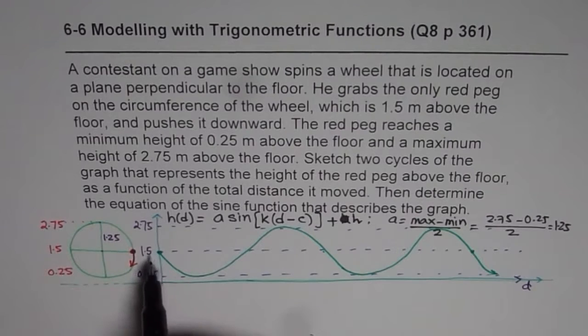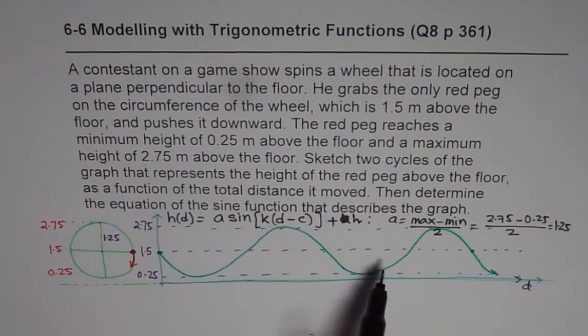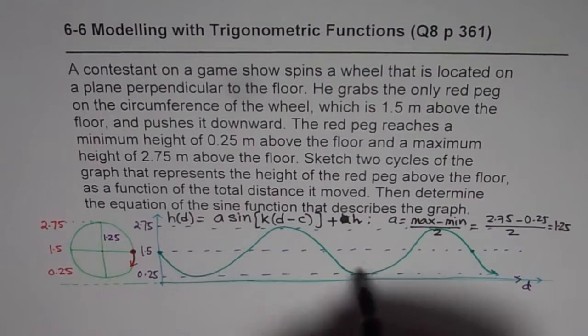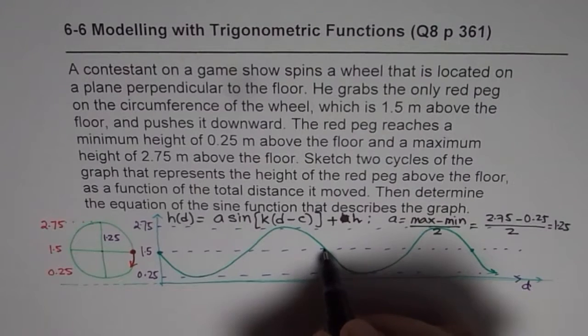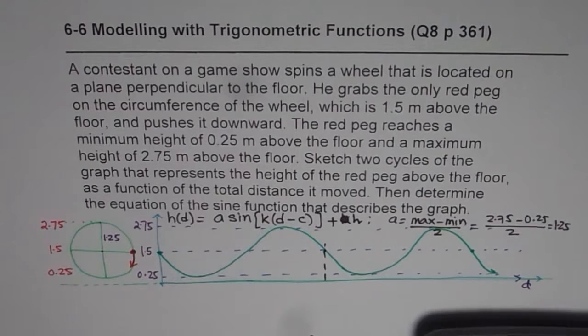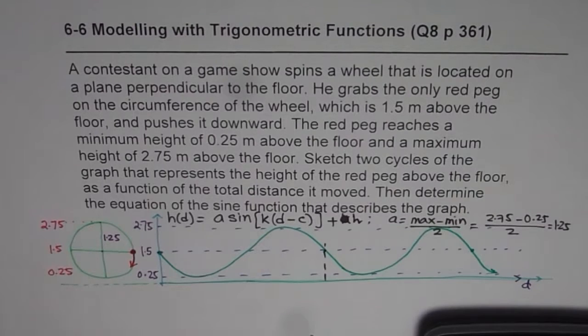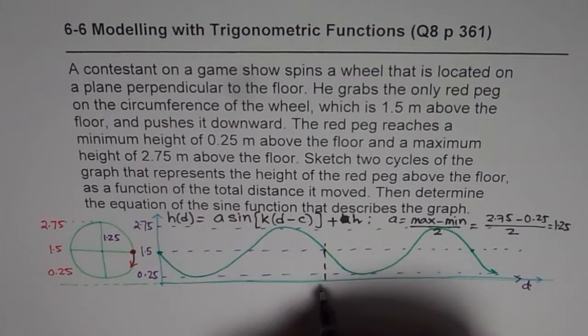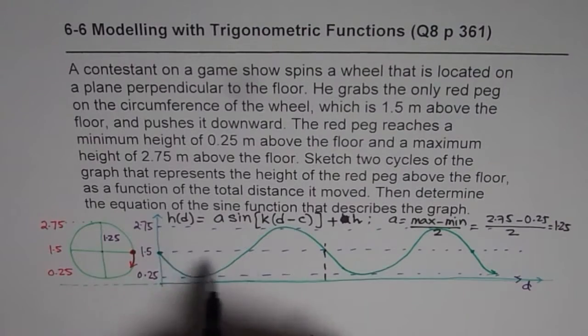We need to find what is the distance moved in one circle. So we found 1.25 as the radius. So from here to here, that is one cycle, and we need to find what is the distance. So that is 2 pi r, correct? So this distance is 2 pi r. So let's do 2 times the radius, which is 1.25.